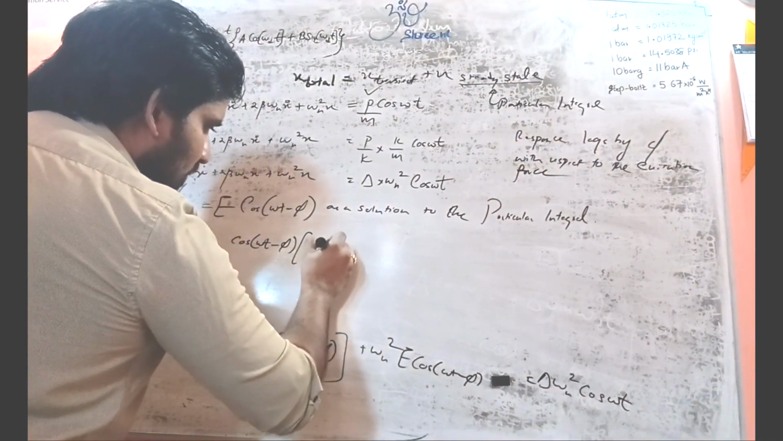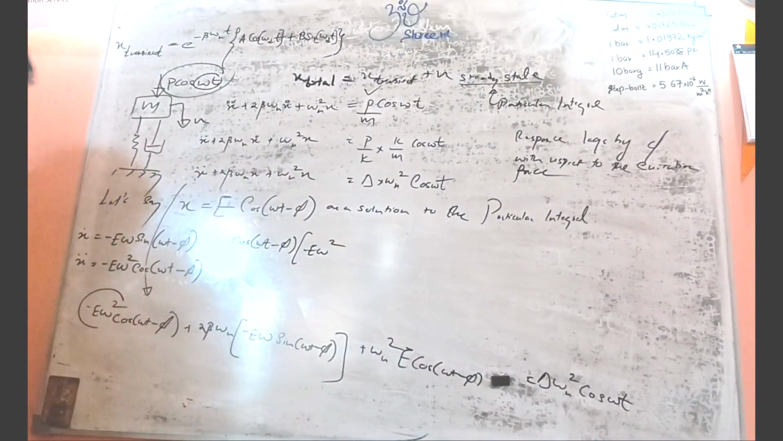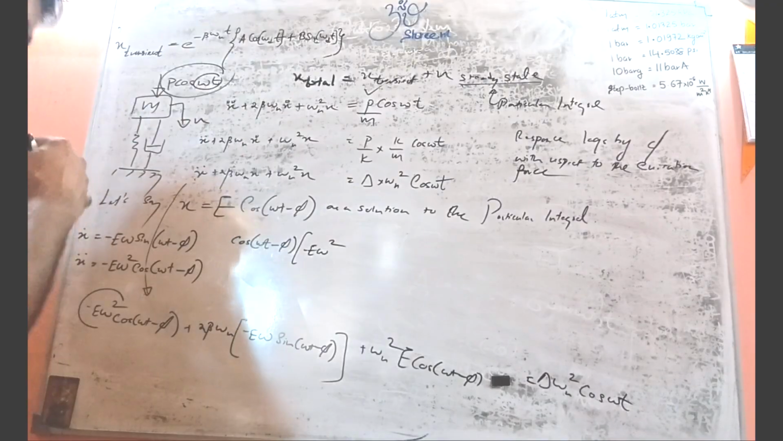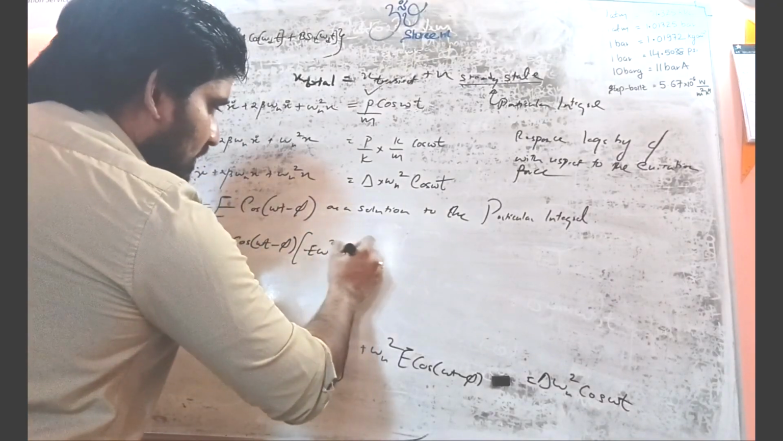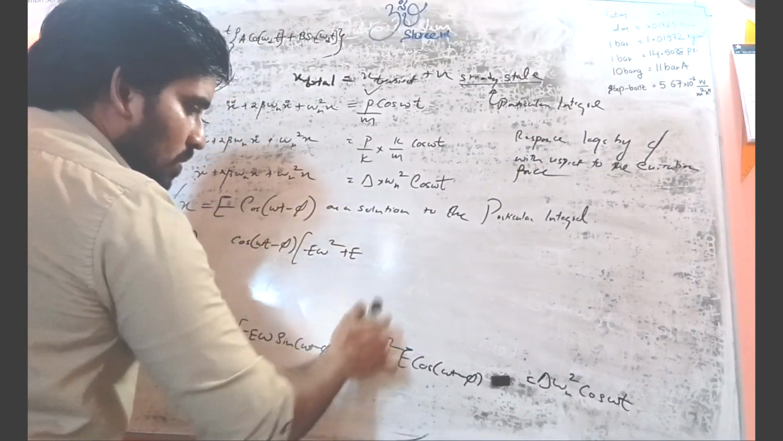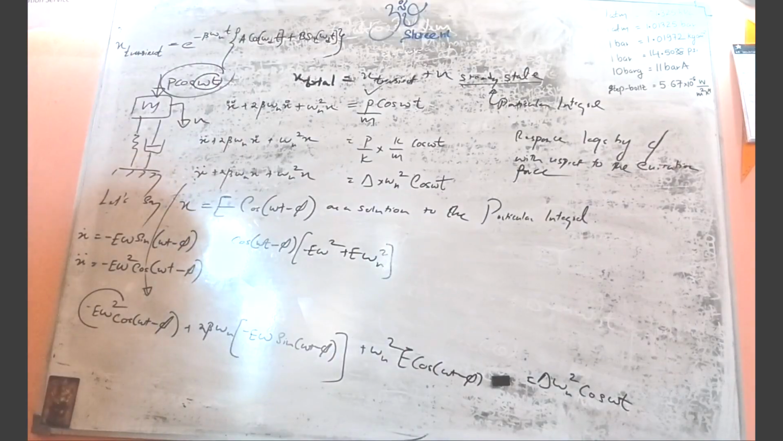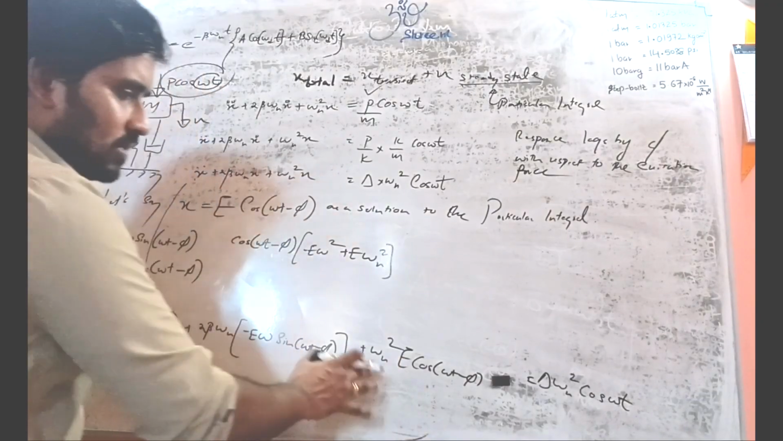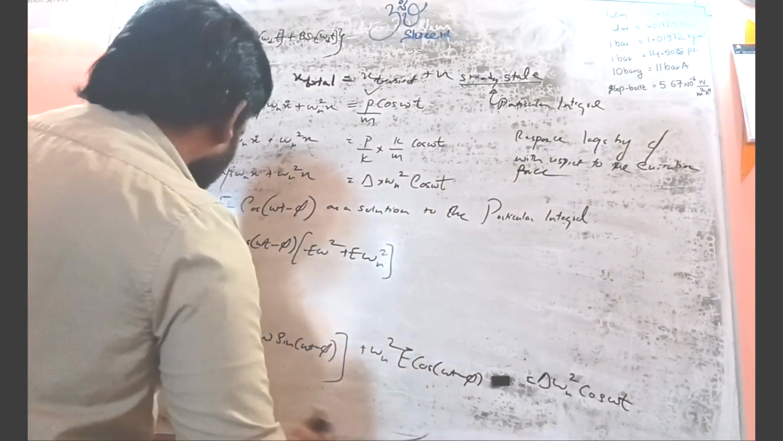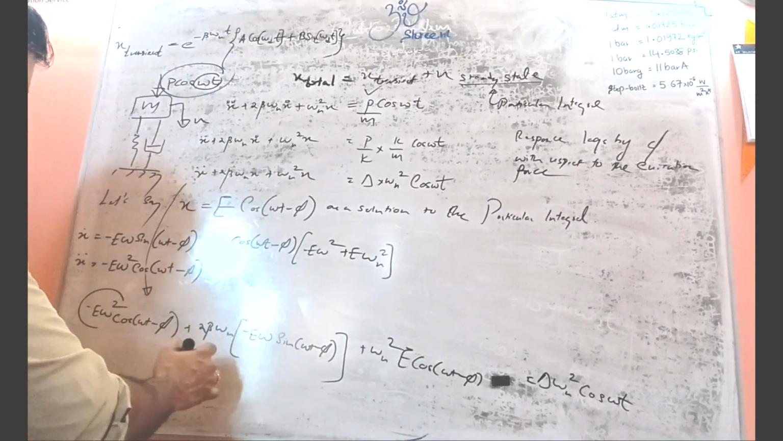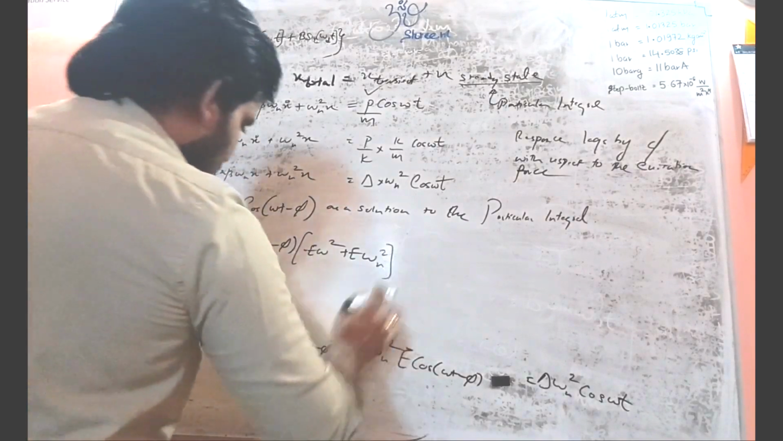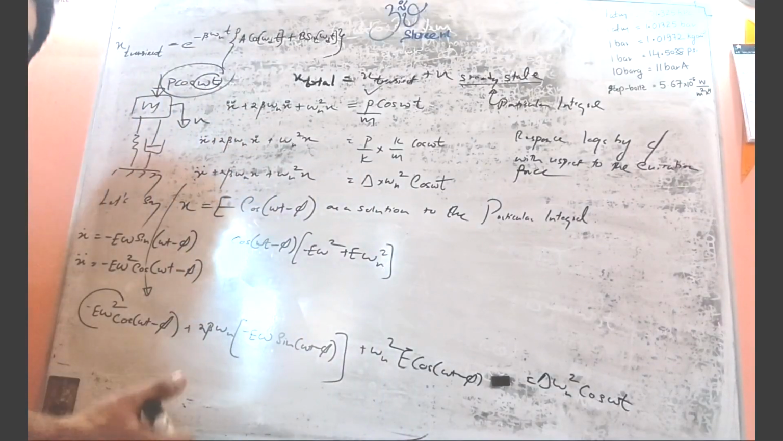Minus e omega squared we have from here, right? Then from here we have plus e omega n squared, right? If you consider the factors, plus e omega n squared. What is the other part? Is this one, right? Actually there is nothing to factorize there.